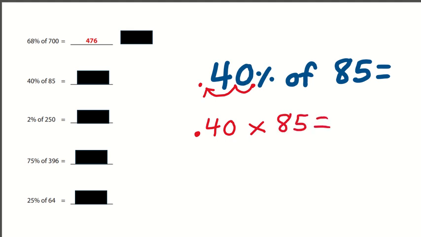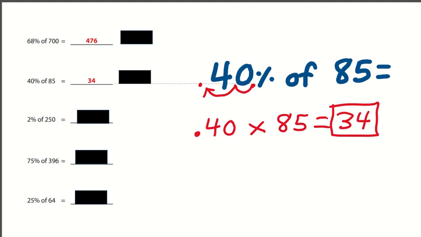We'll pull out our handy-dandy calculator, go 0.40 times 85, and we come up with 34. So, assuming we've done our multiplication correctly, 34 should be the right answer. And guess what? It is. And let's keep going, folks. Let's do the next one.